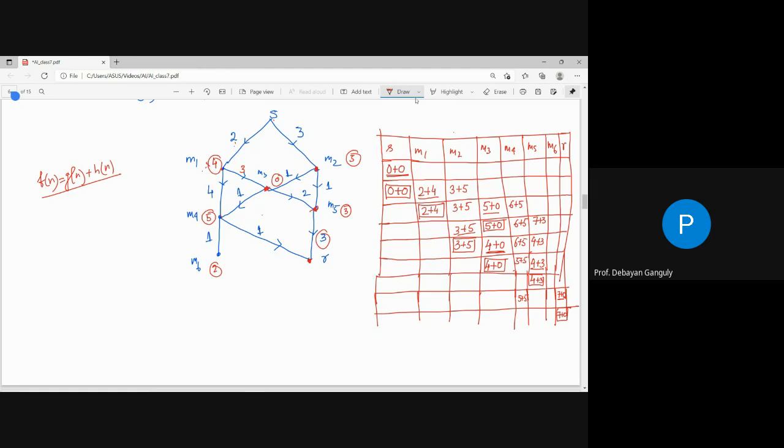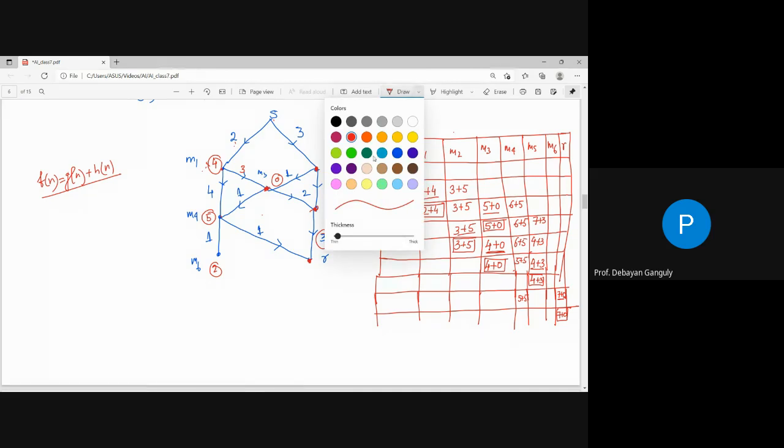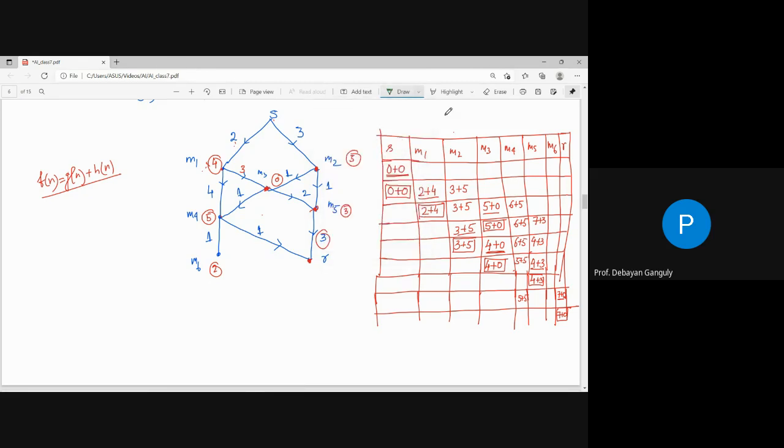Now the question is, okay, it's done, that means I can reach the goal node. Then what should be the path that we should follow? The process is the same. I can start backward. I am starting from here because 7 plus 0 is completed. Then this is a 4 plus 3.